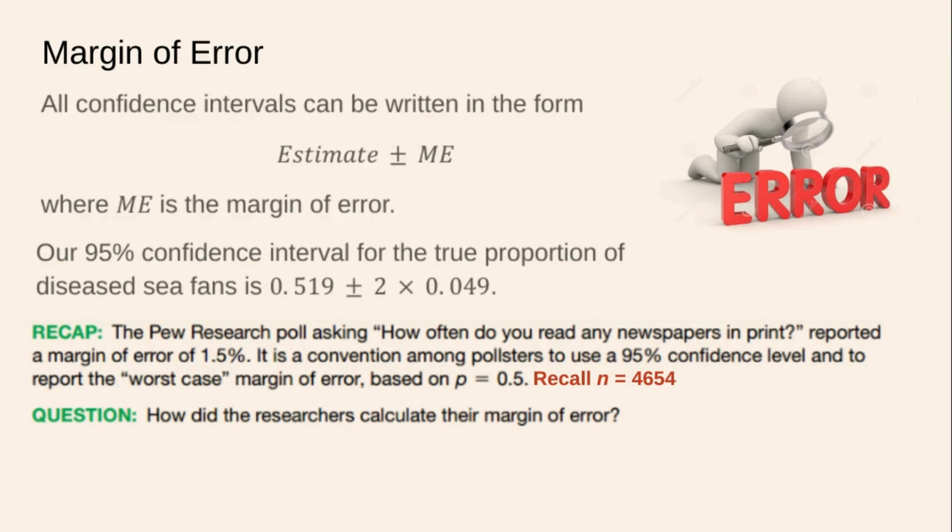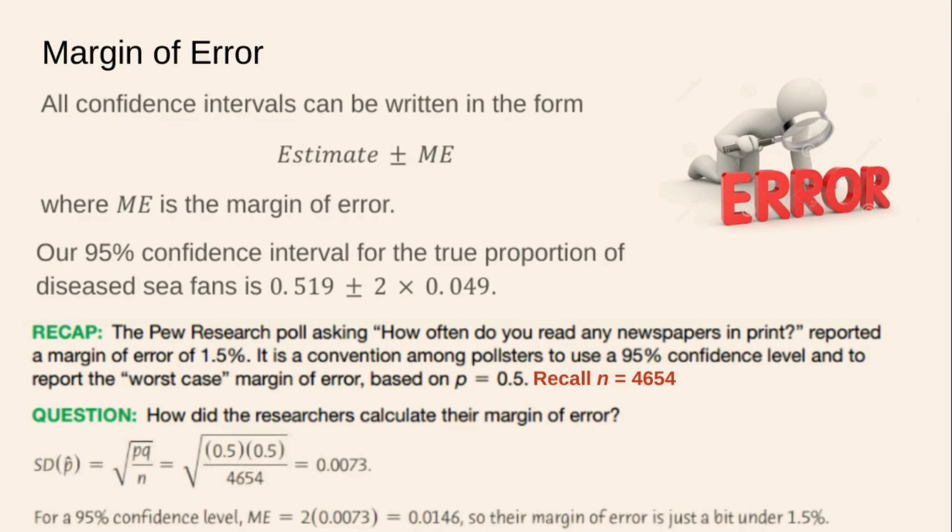One thing that this problem does not explicitly mention in the book, but what we'll need to recall, is that N is equal to 4654. That is the sample size. And if that looks like a really big sample size to you, when dealing with proportions, we need really big sample sizes to get good confidence intervals. And that is something you'll find to be true as we go through this section. Question: how did the researchers calculate their margin of error?